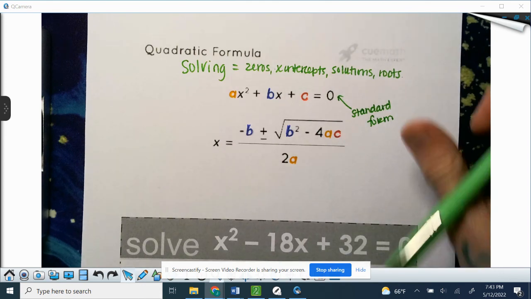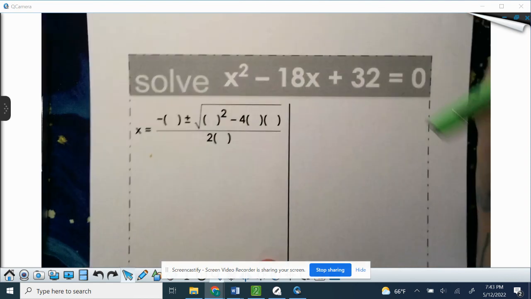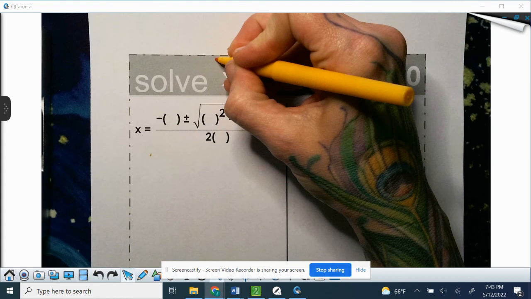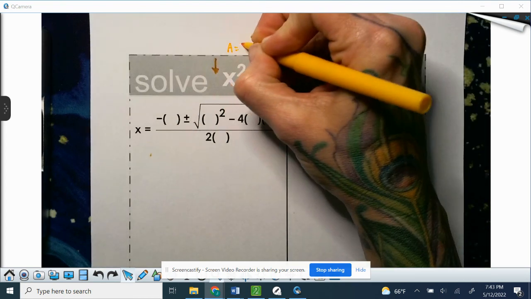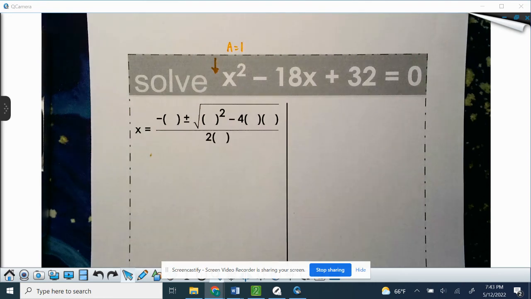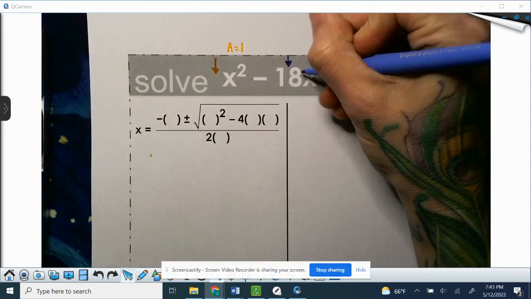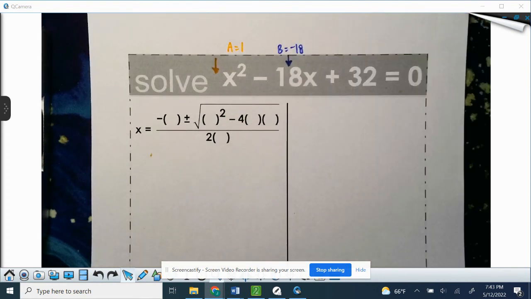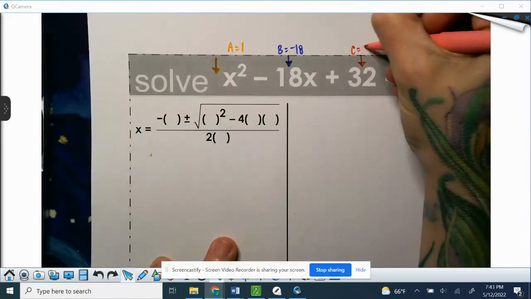So this is just skipping the factor part and going straight to the solution, but using a formula. The first one we're going to look at is x squared minus 18x plus 32. So we need to identify our a. Our a would be right here in the front, and in this case, a is equal to 1. Our b value is always the second, the coefficient of x. So b is equal to negative 18. And then our c value is going to be our constant. So c is equal to 32 in this case.